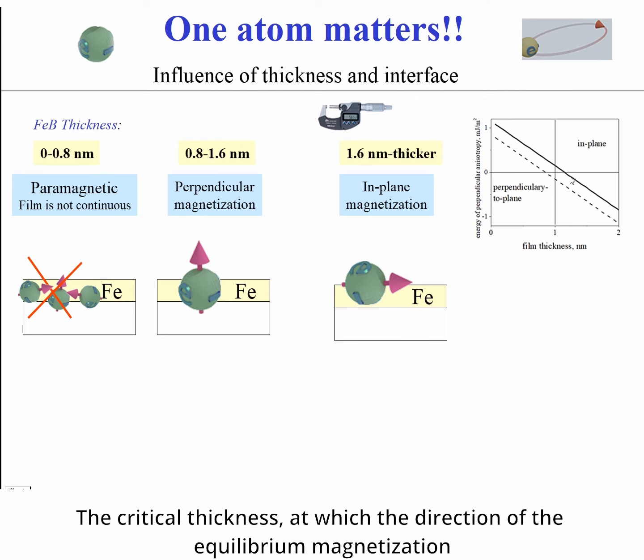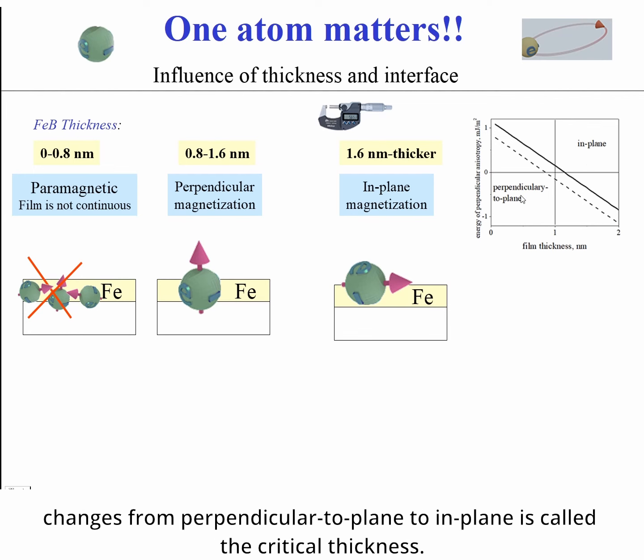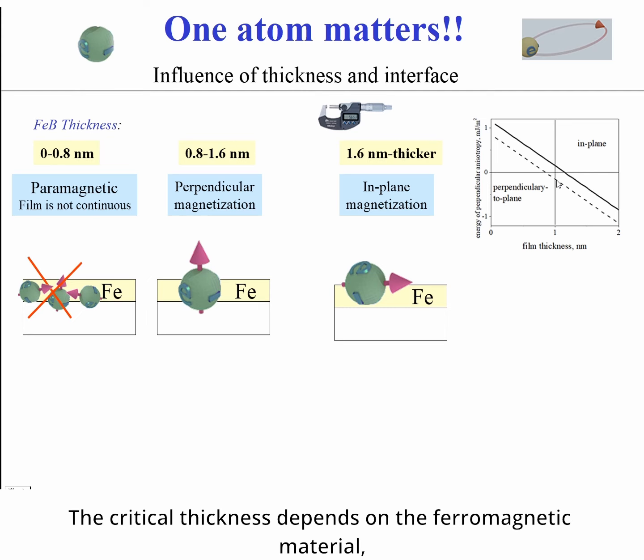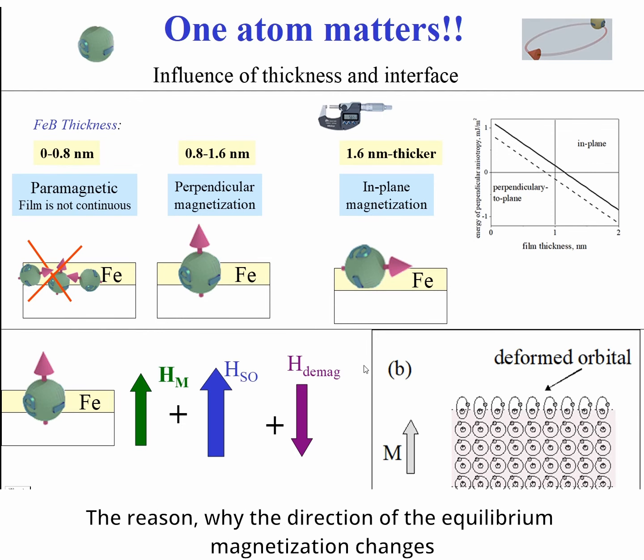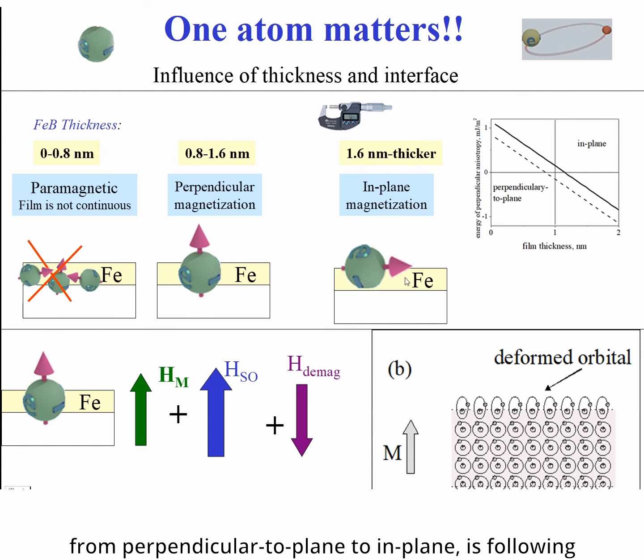The critical thickness at which the direction of equilibrium magnetization changes from perpendicular to plane to in plane is called the critical thickness. The critical thickness depends on the ferromagnetic material, but it also depends substantially on the quality of the interface. The reason why the direction of equilibrium magnetization changes from perpendicular to plane to in plane is the following.